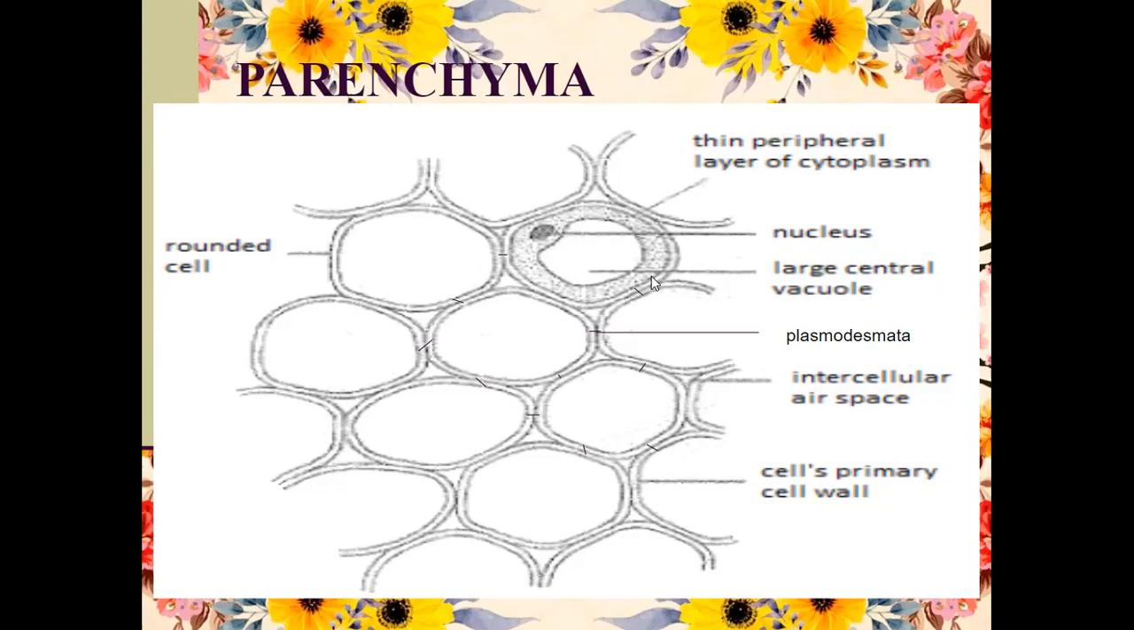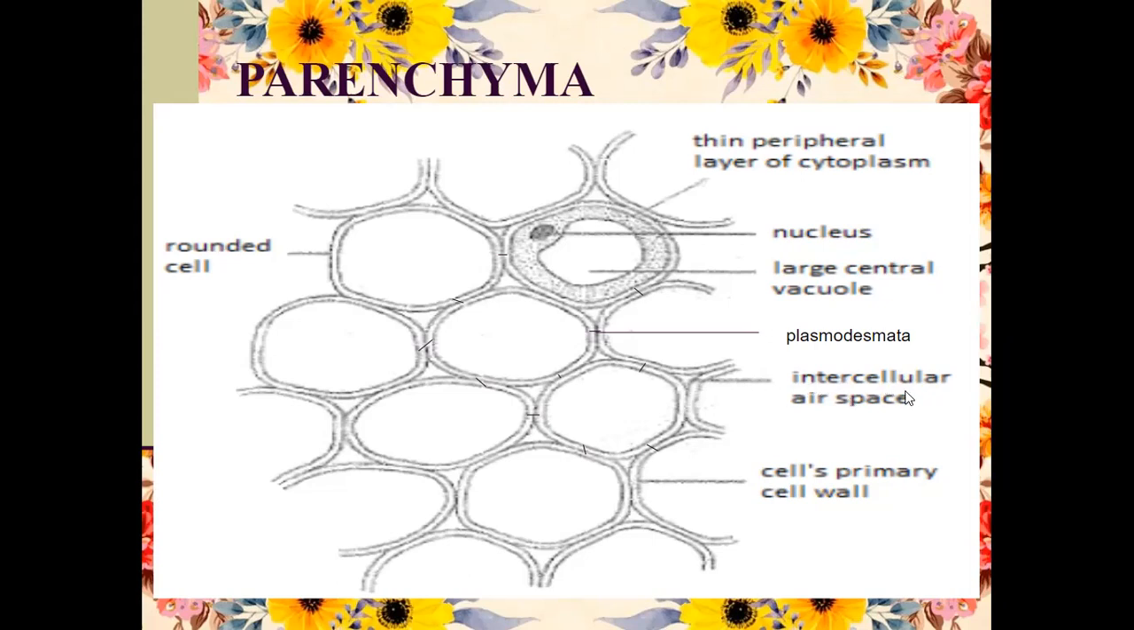cytoplasm is present. The cytoplasm contains one nucleus, which is present at the corner of the cell, and in the cytoplasm all the remaining cell organelles are present. This is the structure of a single parenchyma cell. Between two or three cells, intercellular spaces are present. They cannot be compactly arranged, so they maintain spaces between the cells. These spaces are called intercellular spaces.